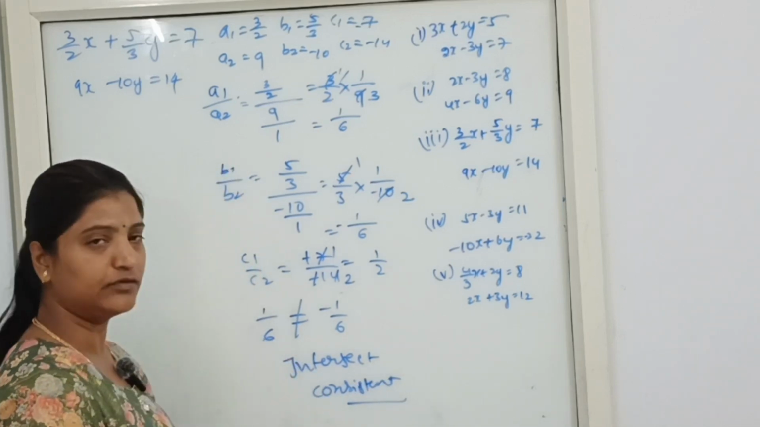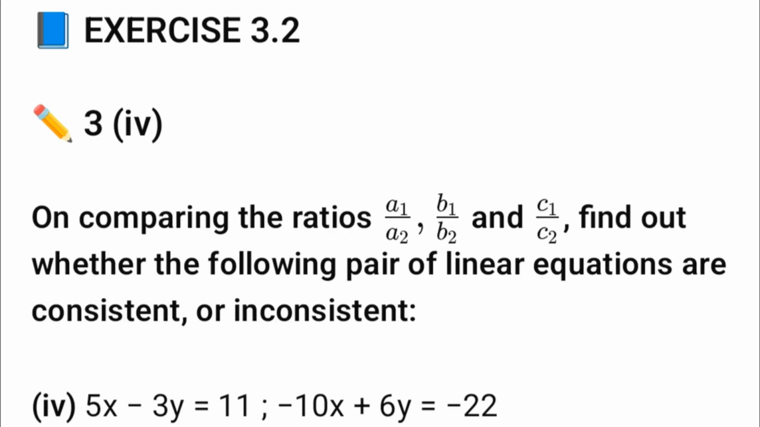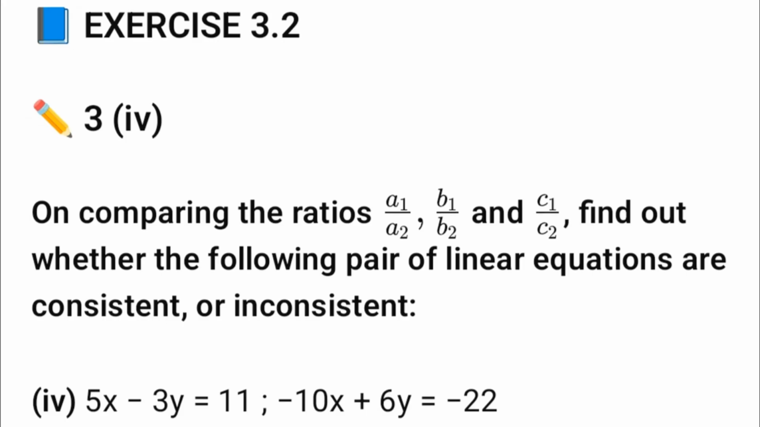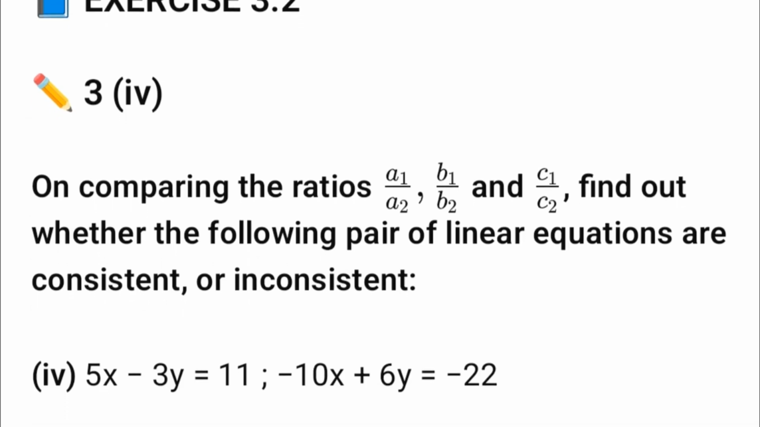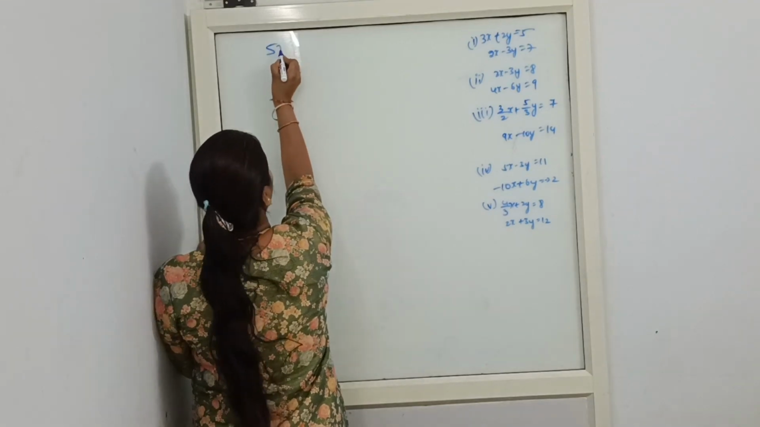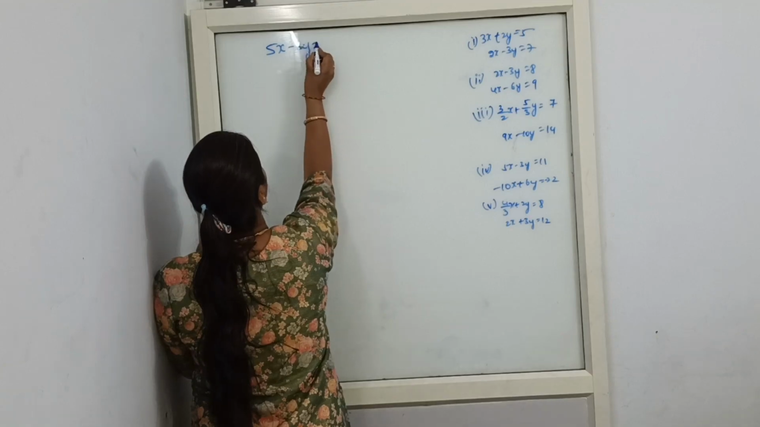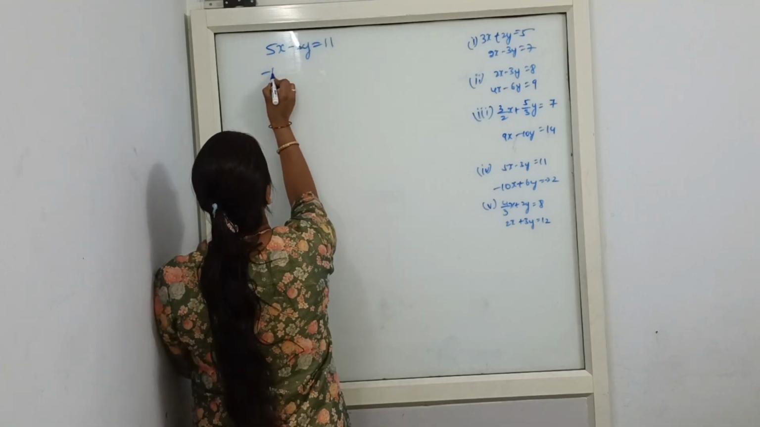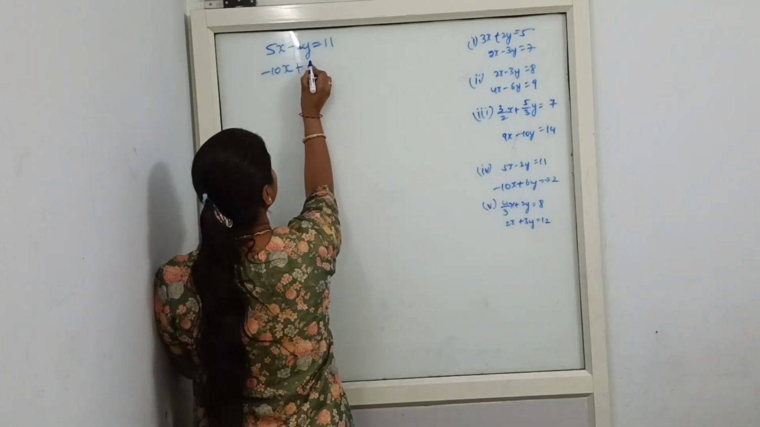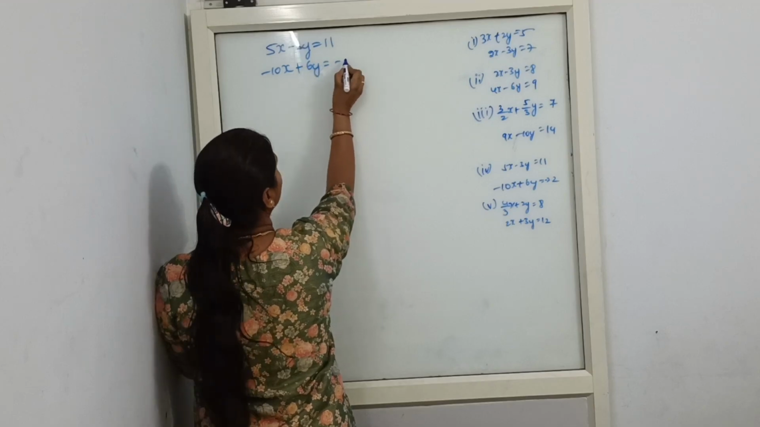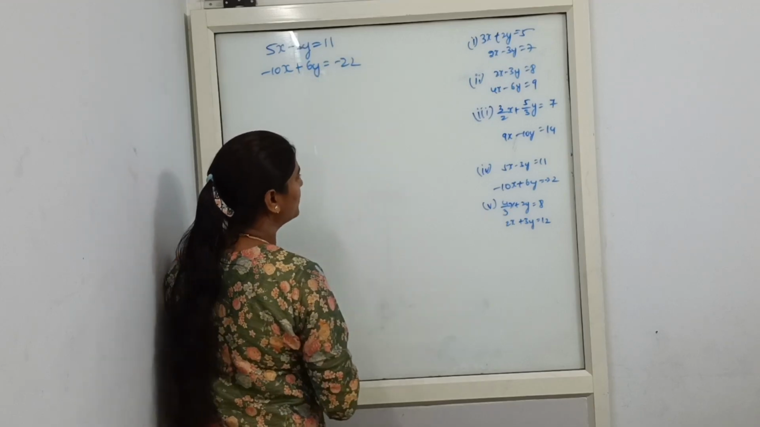Clear? Let us see the fourth one. 5x minus 3y is equal to 11, minus 10x plus 6y is equal to minus 22.